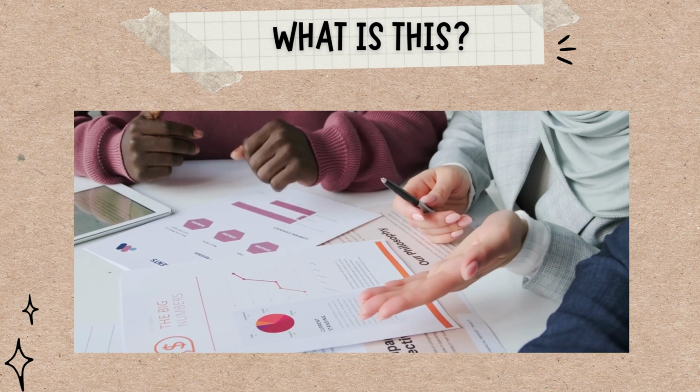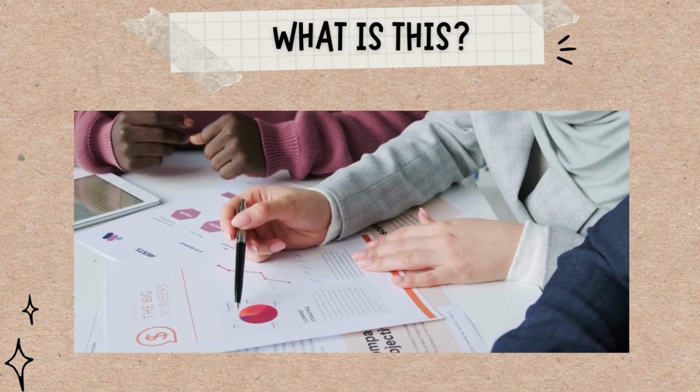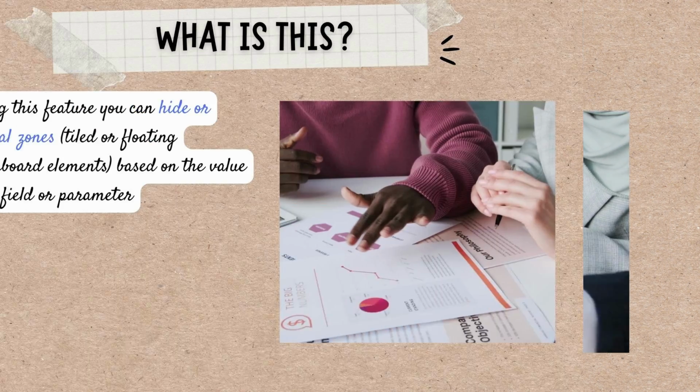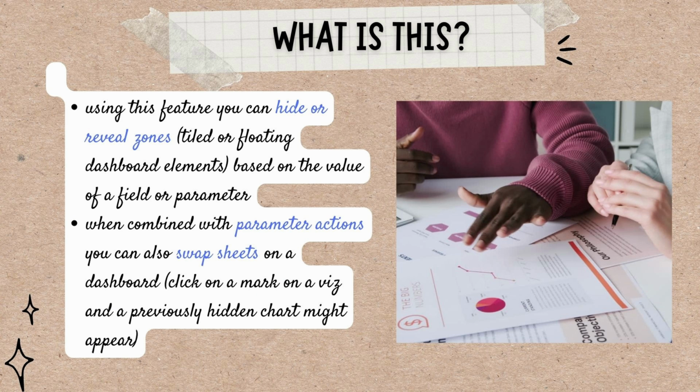Now let's begin. We all want to have a dynamic dashboard and we all would agree that it is always better than a static one. We want to interact with the dashboard based on the selections that the users are making or based on the regions or the geographies from which these users are logging in. Using dynamic zone visibility feature, you can hide or reveal zones that could be tiled or floating on your dashboard. And based on the values of a field or parameter, create this interactivity. When you combine this with parameter actions, you can also swap sheets or create unique visuals that can cater to different kind of audiences for your dashboard.